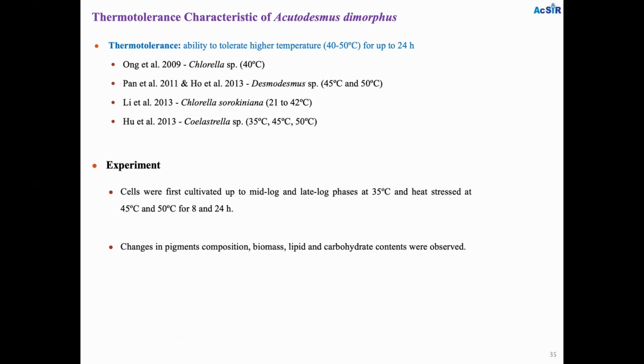As in our case, 35 degrees centigrade was the optimum temperature for the cell, we decided to choose 40 and 50 degrees centigrade for up to 24 hours. And only very limited microalgae have been reported to have this kind of ability. So we designed an experiment in which cells were cultivated up to their mid-log and late-log phases at 35 degrees centigrade. Later on, they were given heat stress at 45 and 50 degrees centigrade for 8 and 24 hours. And here we monitored the changes in the pigment composition, biomass, lipid, and carbohydrate contents.